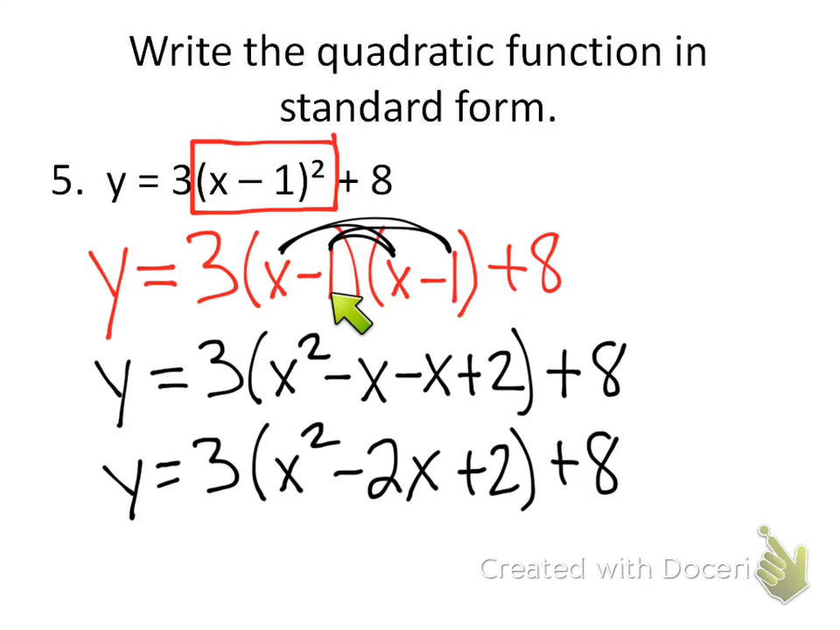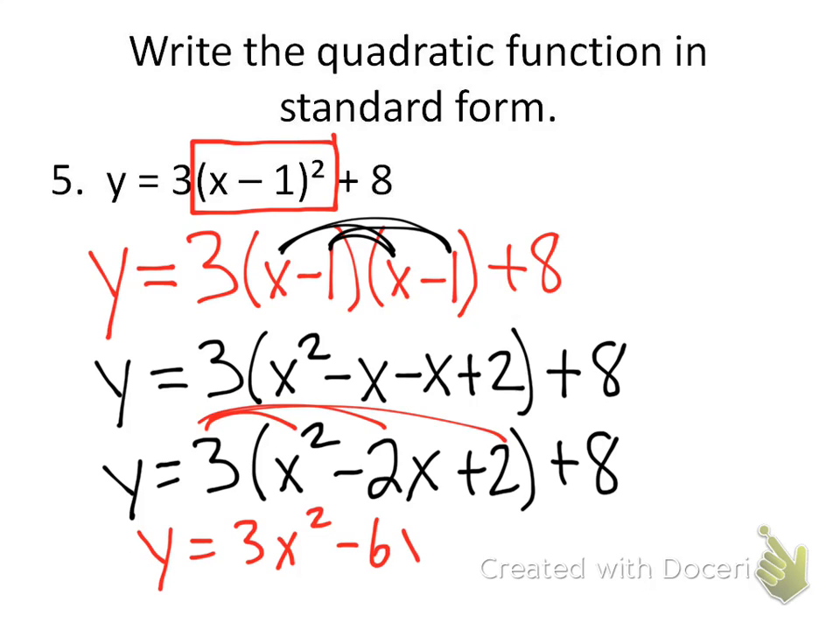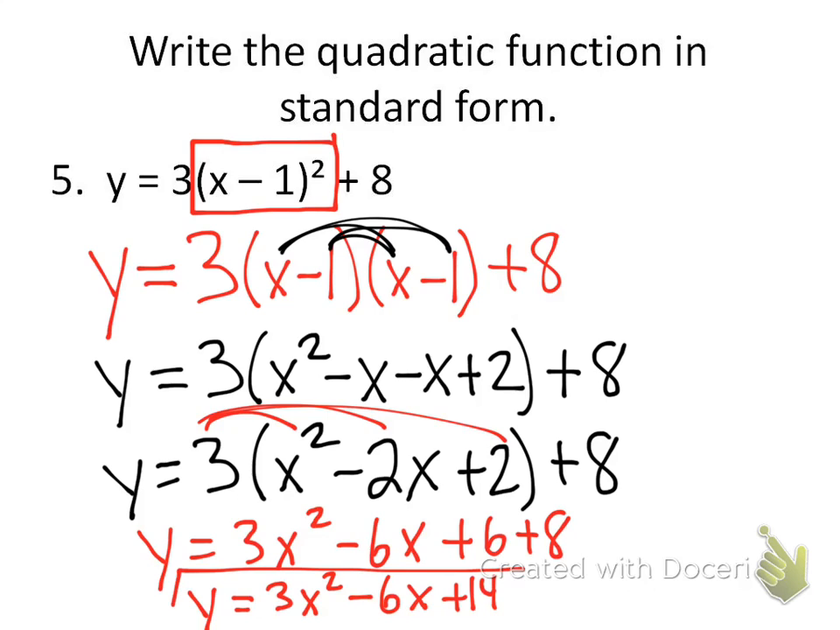Remember, when you are distributing, this is -1, so is this. The sign stays with the term right behind it. All right, now I can distribute that 3, and then my final step will be to add the 8. So this is going to be 3x squared minus 6x plus 6 plus 8. So my final answer is 3x squared minus 6x plus 14. What are your questions?